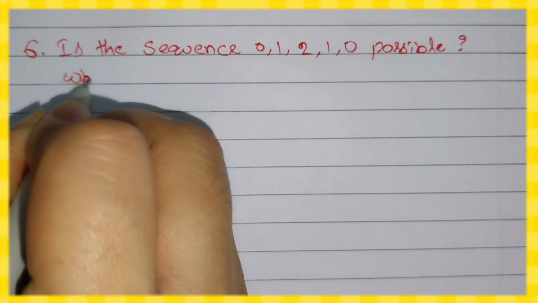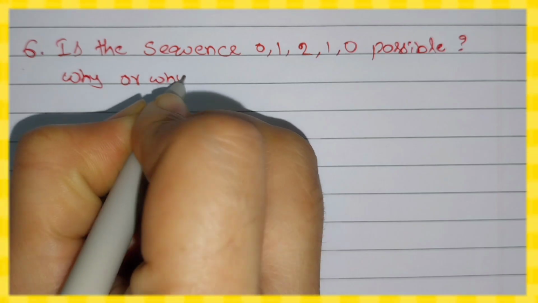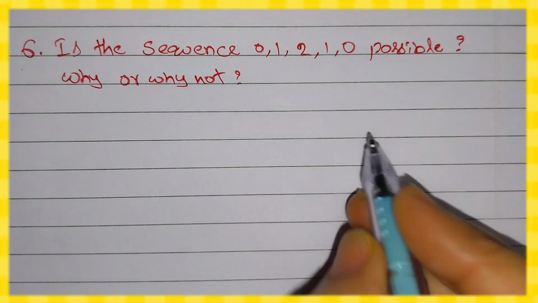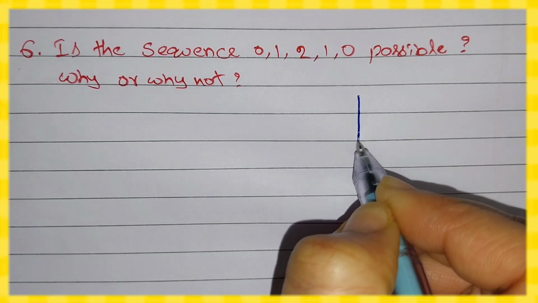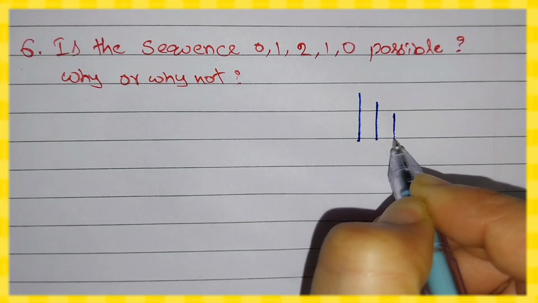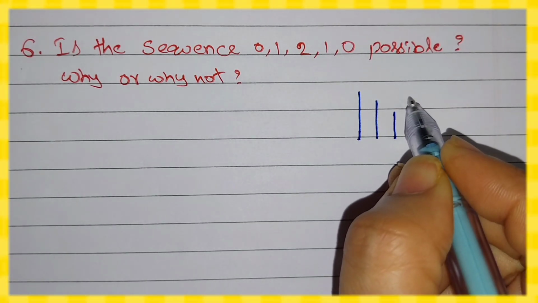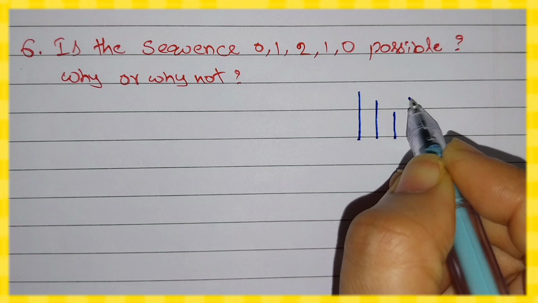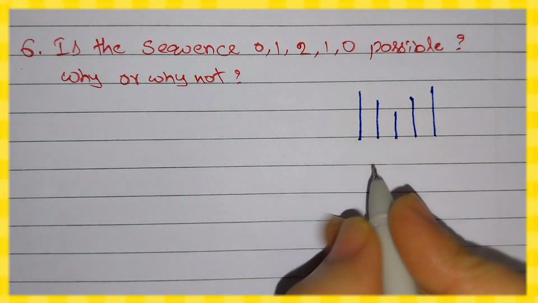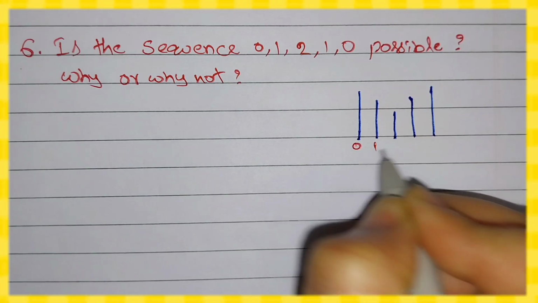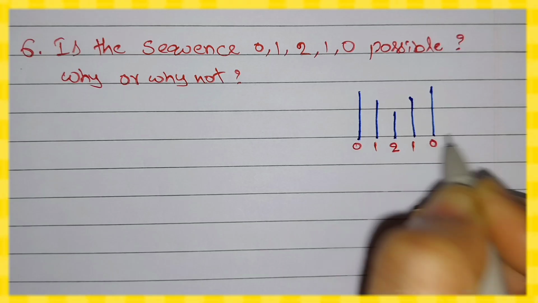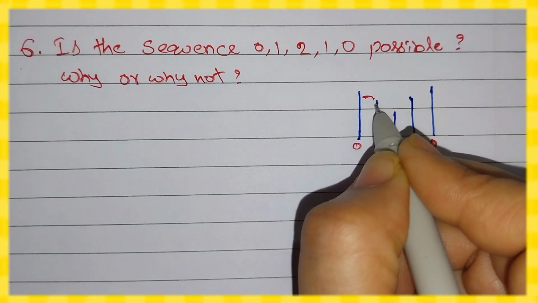The sixth question is, is the sequence 0, 1, 2, 1, 0 possible? Why or why not? Yes, this is possible. One way to arrange the children is to have the tallest child first, followed by the second tallest, and so on. The arrangement would be tallest, next second tallest, next third tallest, which is the shortest arrangement, next fourth tallest, and the second shortest. So the answer is yes.